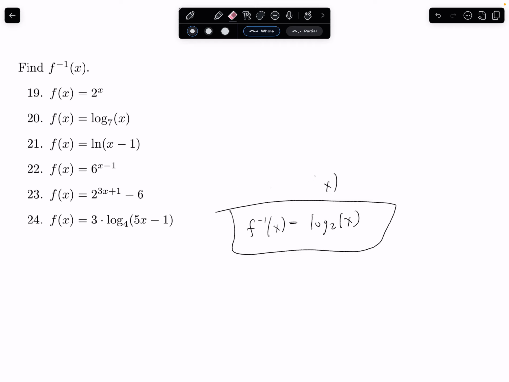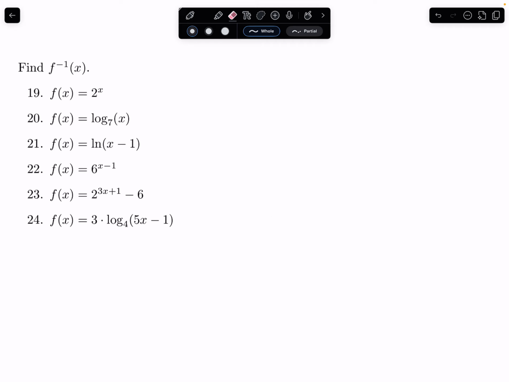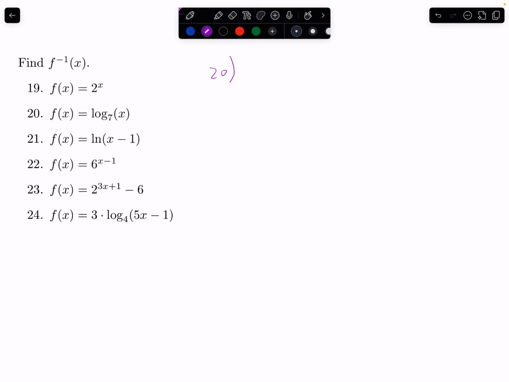Okay, in the future, I'm not going to take that. I'm not going to bother rearranging because it's the same thing, yeah. Left to right, right, left, same thing. Okay, number 20. I've got f of x equals log base 7 of x.